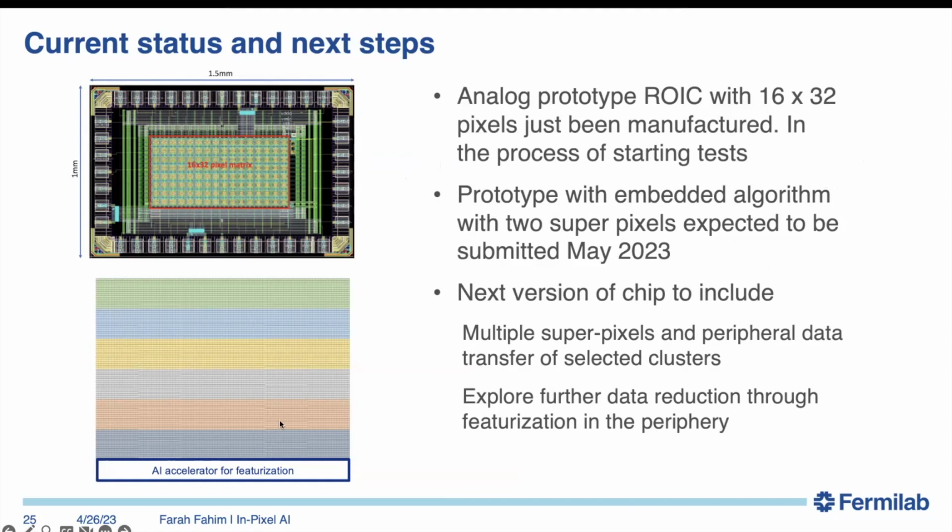And at a later step, what we plan to do is have multiple. In this one, it has 2 super pixels, so this is a 16 by 32 implementation. But eventually we plan to do a larger chip with multiple super pixels, and then put in the data featureization algorithm on the periphery.